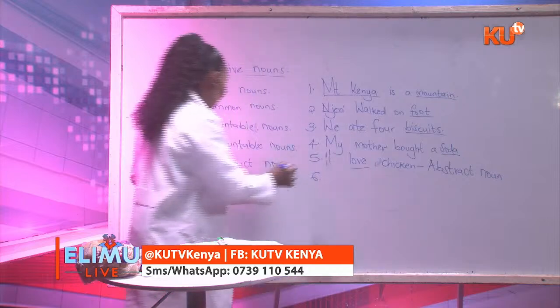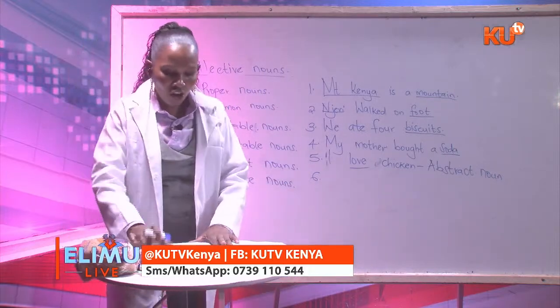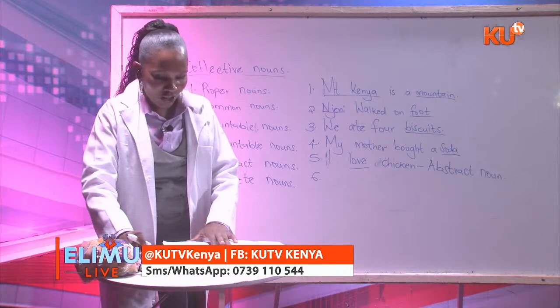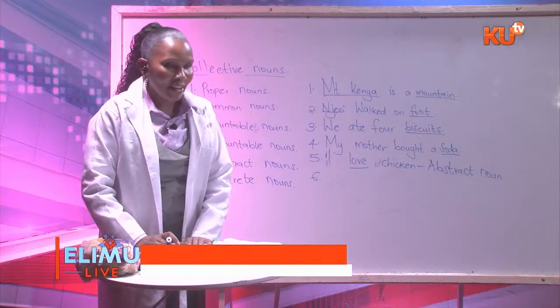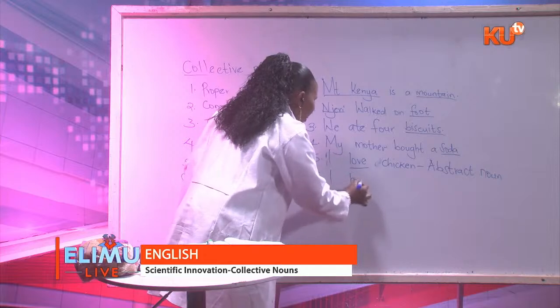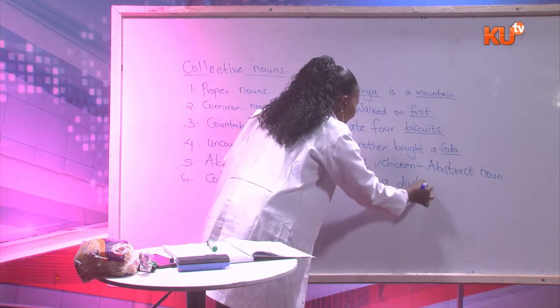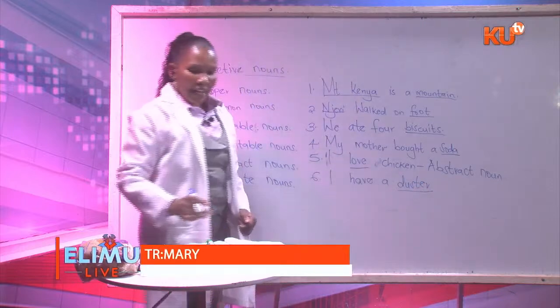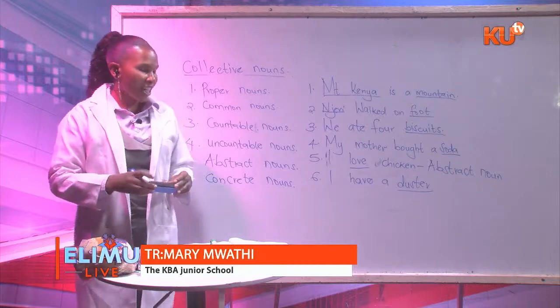Then we go to number 6. We have concrete nouns. These are nouns that you can touch. I have a duster. A duster is a concrete noun.